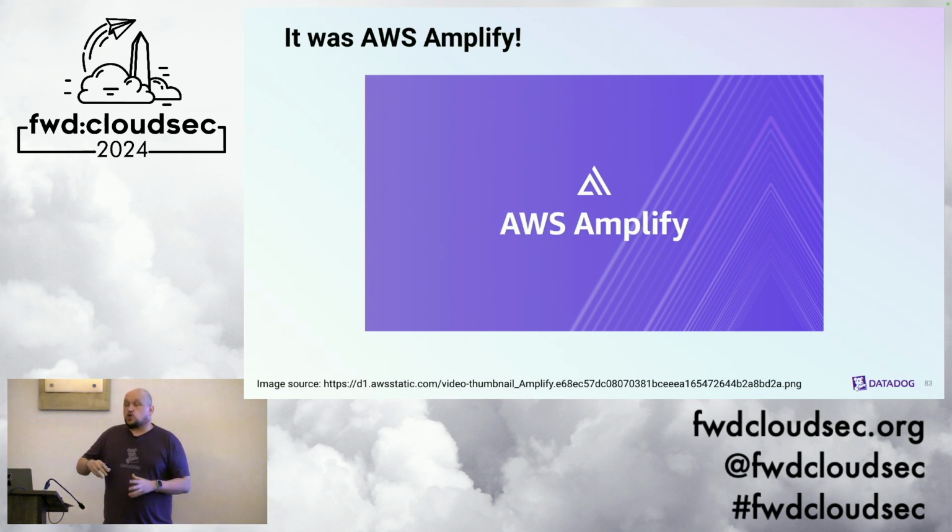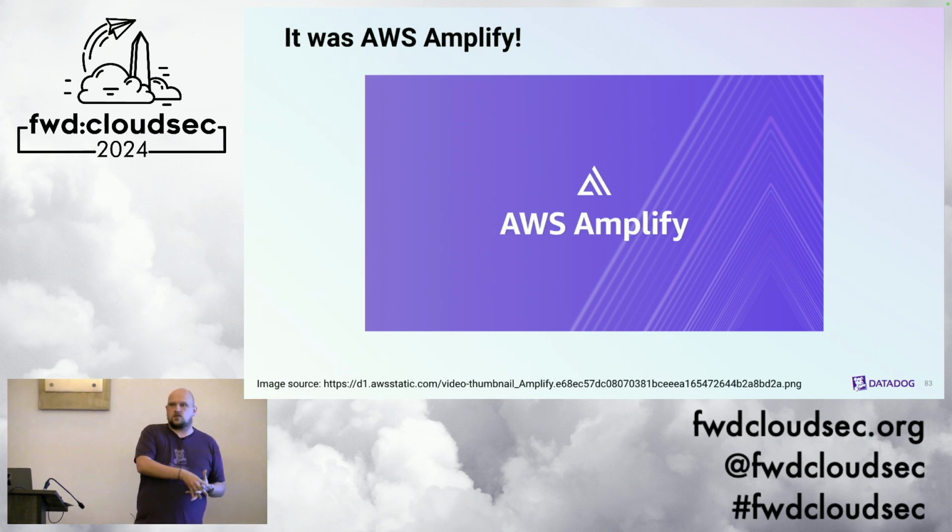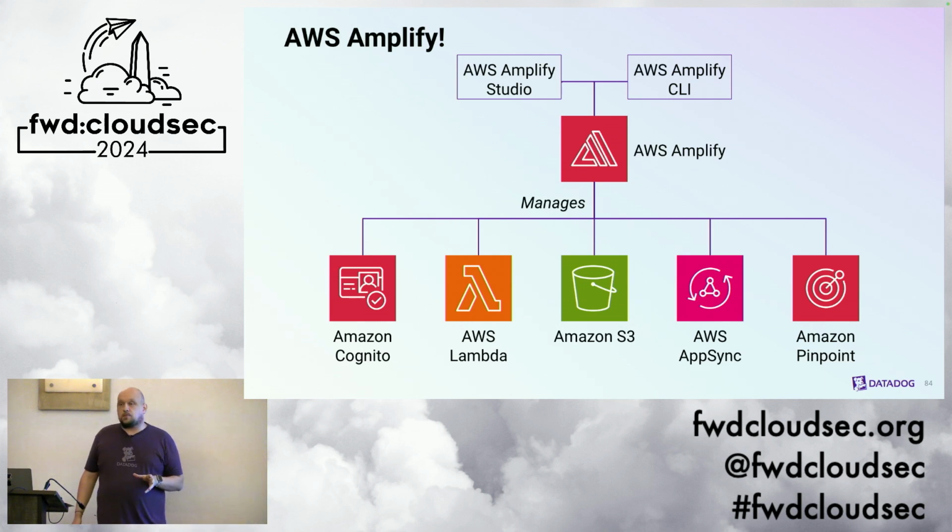The vulnerability was not that you could misconfigure roles. The vulnerability was that AWS misconfigured those roles. And they didn't just do it once. They did it twice.